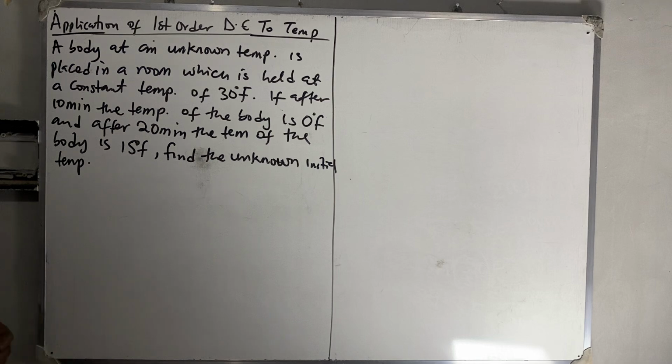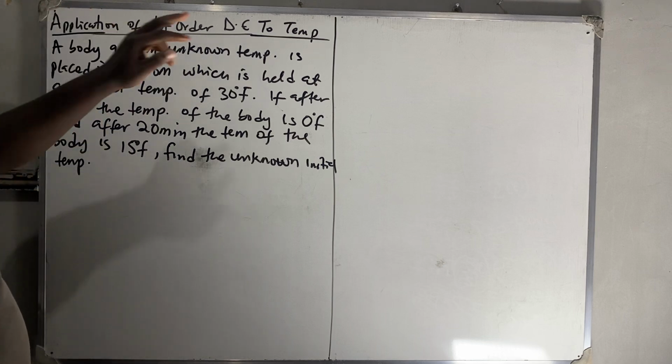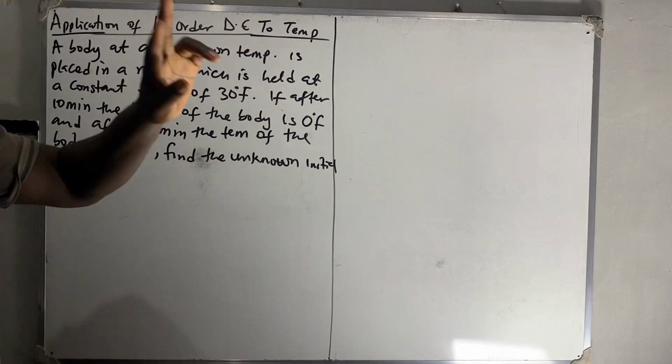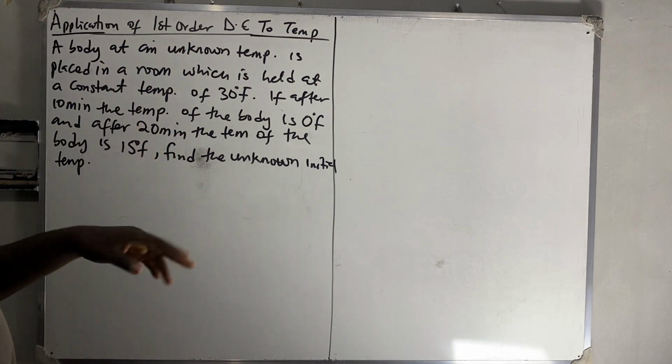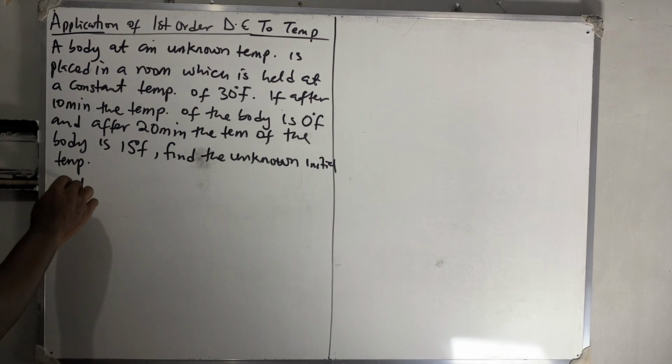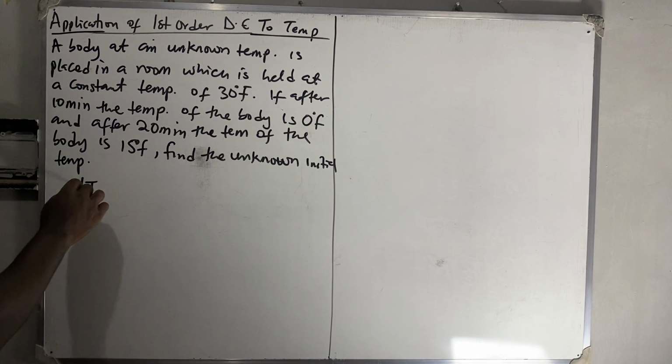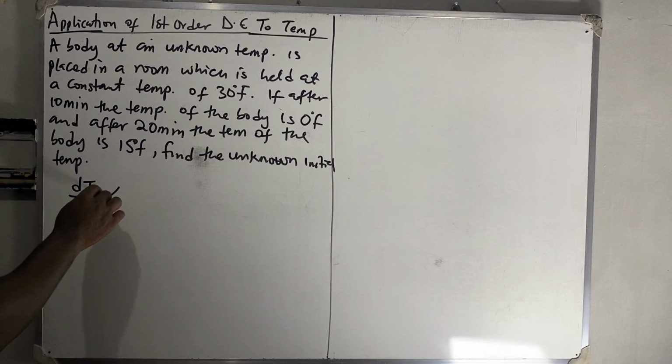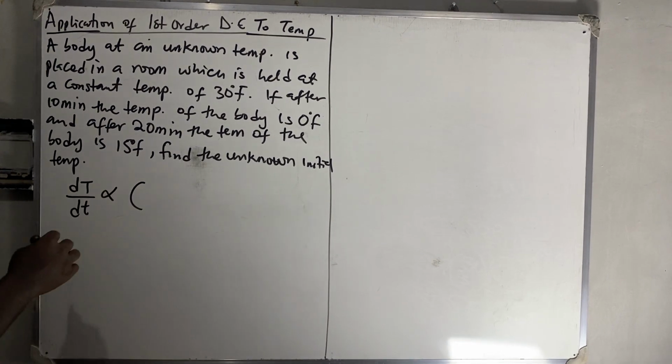Now if you look at this question, you see that this question is not cooling, the question is heating. I told you that the modeling of a temperature is of two types. It could be cooling, it could be heating, and this one is heating. So if it is heating, then don't forget the formula. That the formula is that the rate of change, dT over dt, is directly proportional to the change in temperature.